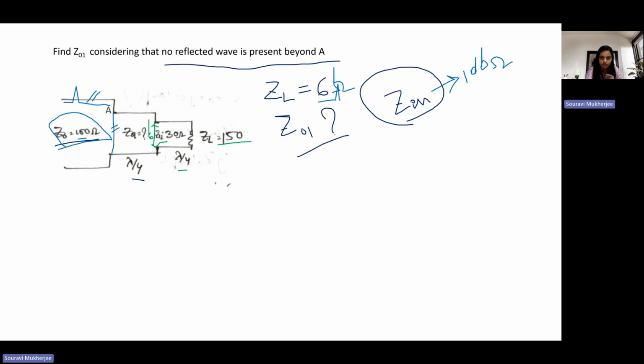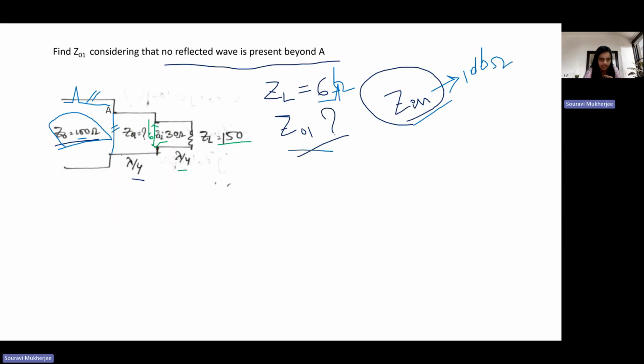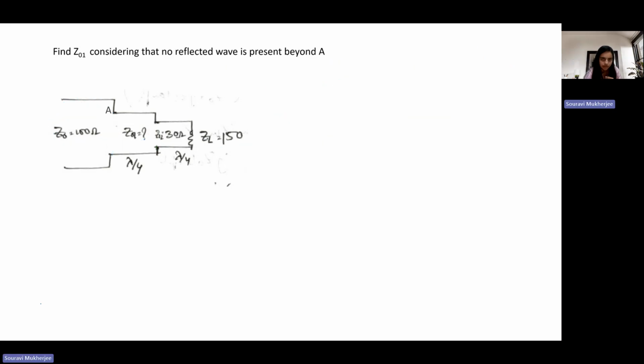So now you know the load, you know the input impedance, you have to find Z. That's quite simple, right? With this formula, you know the load and the input impedance, you have to find this. So this is 100, this is 6, 100 into 6 into 4, right? So that will give you the characteristic impedance of this section. Clear?